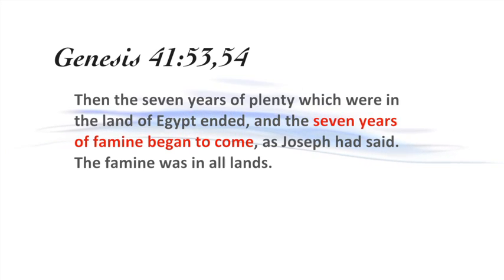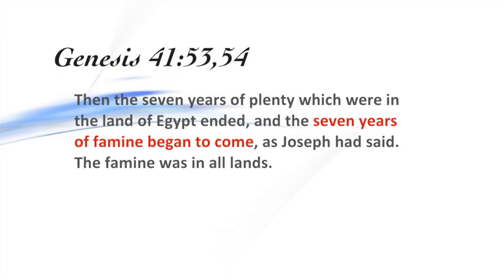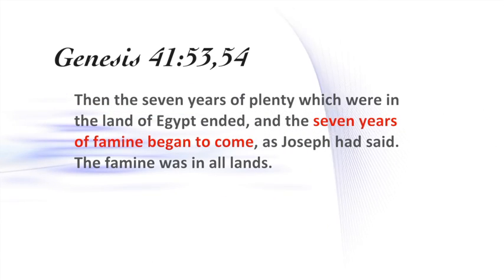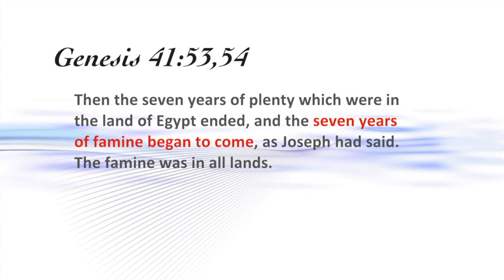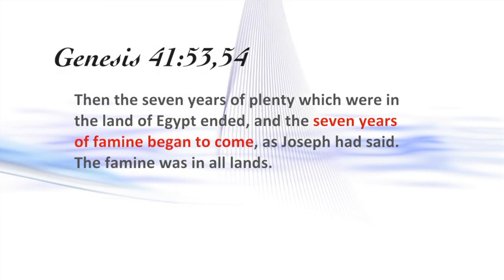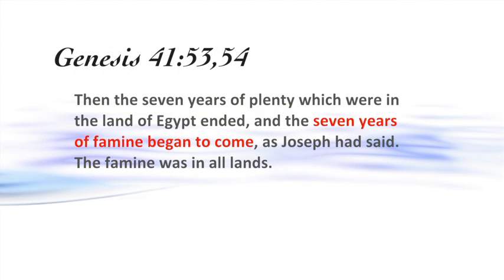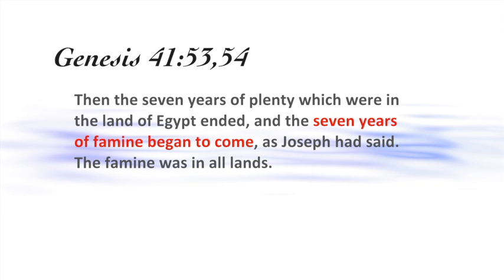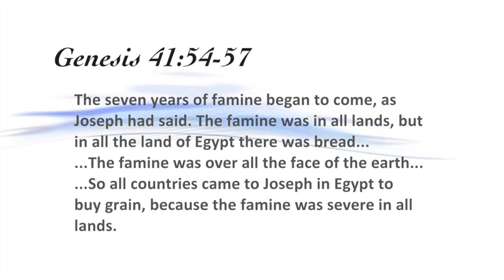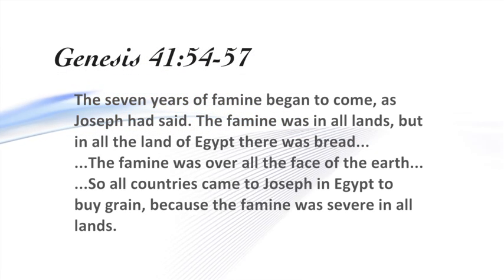In Genesis 41 verse 53 and 54 we read, "Then the 7 years of plenty which were in the land of Egypt ended, and the 7 years of famine began to come, as Joseph had said. The famine was in all lands." During these 7 years, the famine was worldwide, a picture of the tribulation, and many from all the nations came to Joseph to be fed and saved. This is a picture of a great soul harvest in the nations in the tribulation. You can read about that in Genesis 41, 54 to 57.